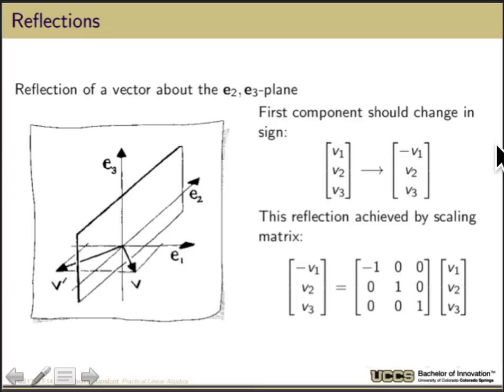If I think about the plane E2, E3, that is the plane that contains the vectors E2 and E3, you can then reflect around that by saying, okay, that should change the sign of the first component. The sign of E1 should change, so we put a negative in front of it, and the rest of them stay the same. Now, we don't actually want to look at it just as a vector. We want to view this as a matrix operation, so we can multiply by the matrix of -1, 1, 1, right? It's sort of a scaling around the first axis.